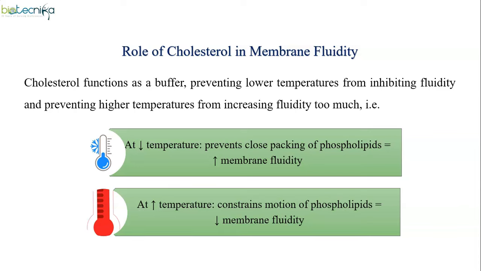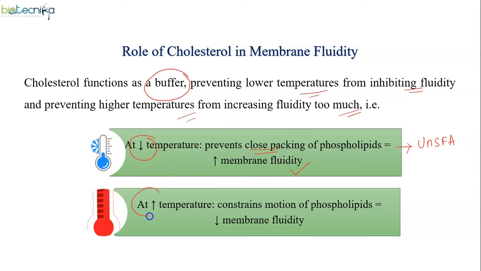Now, as I was saying, the presence and absence of cholesterol will influence the membrane dynamics, that is, membrane fluidity. Why? Because cholesterol functions as a buffer, preventing lower temperature from inhibiting the fluidity and higher temperature from increasing the fluidity too much. So remember this concept, at lower temperature it prevents close packing of phospholipids, because of which the membrane fluidity increases. So we can say that here the degree of unsaturated fatty acids is more.